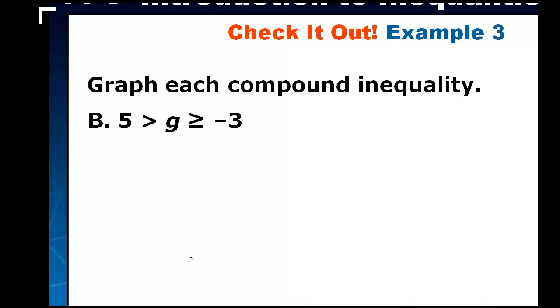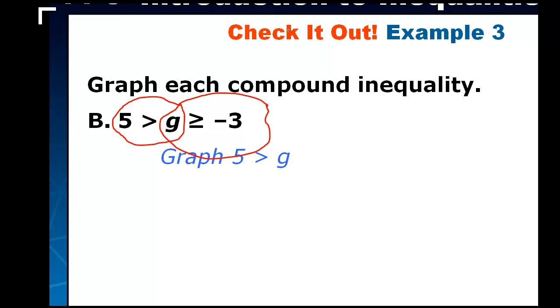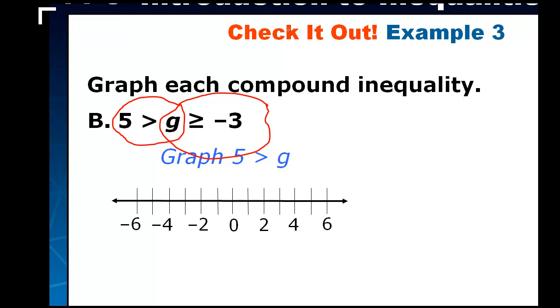Let's graph a compound inequality. We have 5 bigger than g and g bigger than or equal to -3. We will take it as two parts. One part is 5 bigger than g, and another part is g bigger than or equal to -3. First, we will graph 5 bigger than g. Go for 5 and draw an open circle.